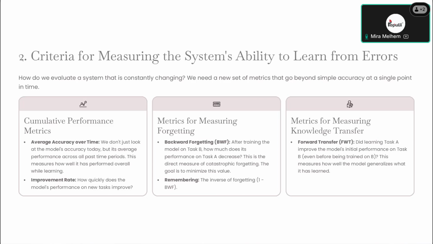Let me give you an example. If a chatbot starts at 80% accuracy, drops down to 70% after a risky update, then climbs to 88% after refinement, the average over time gives us a much clearer picture of its overall learning journey. Also, we've got improvement rate. This measures how quickly the model improves when exposed to new tasks. Some models adapt fast, others slowly. A high improvement rate means the system is learning efficiently from the new data.